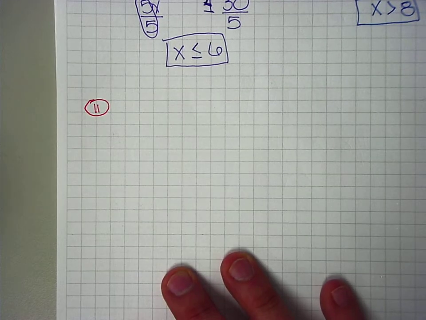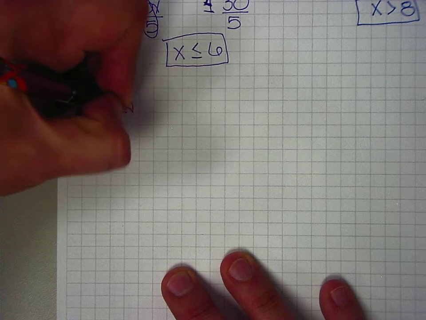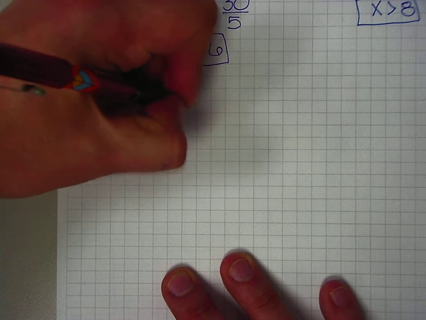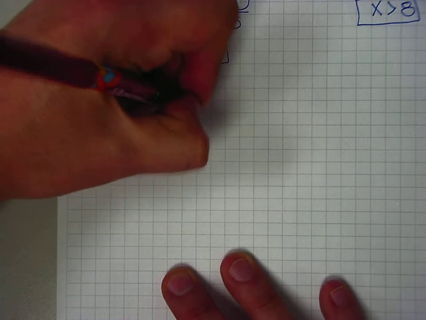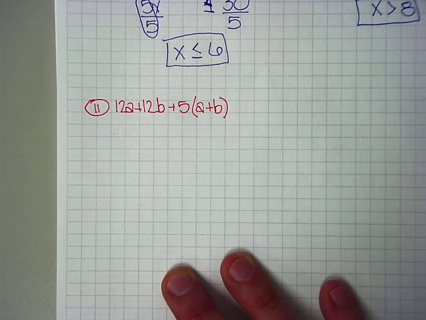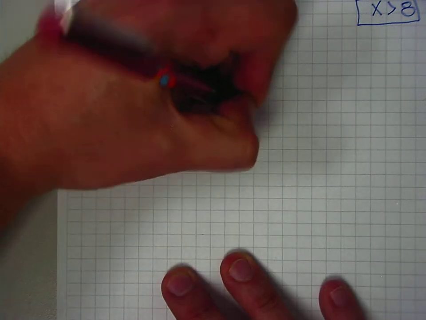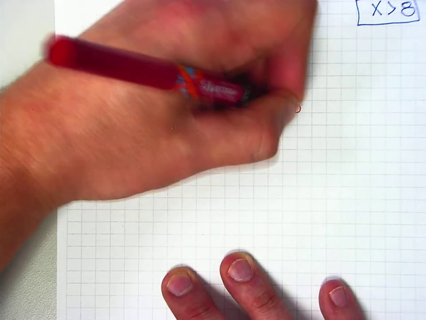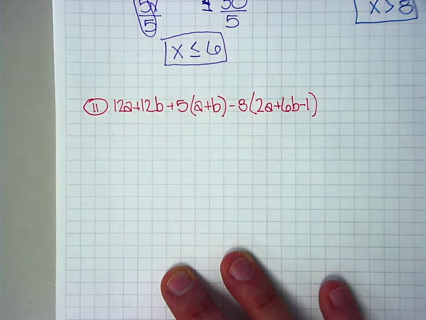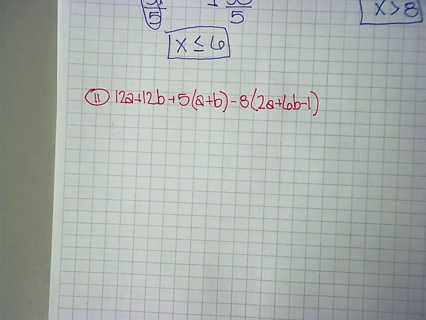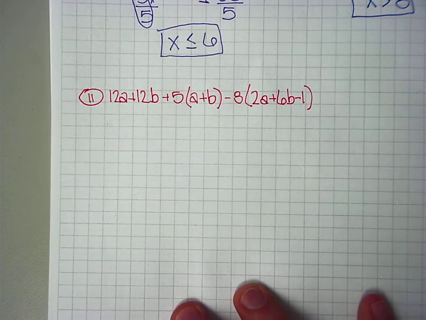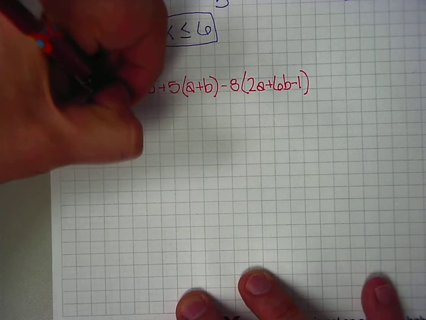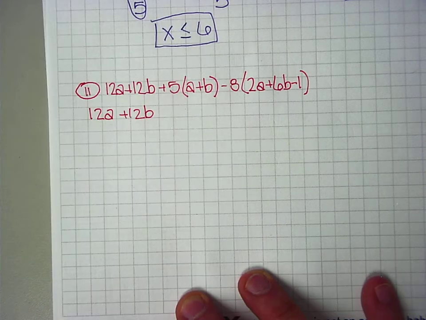So number 11, we have 12a plus 12b, then we have plus parentheses 5 times the quantity a plus b, minus more parentheses 8 times the quantity 2a plus 6b minus 1. And that is the end of our full, in this case, expression. It's not even an equation because there's no equal sign. So first thing I'm going to do is distribute a property. Whatever's not being distributed is going to come right on down. So the 12a plus the 12b on the far left will go ahead and fall right on down.